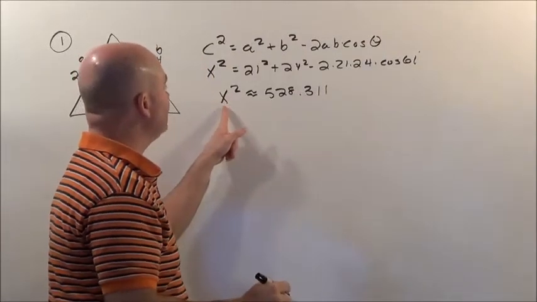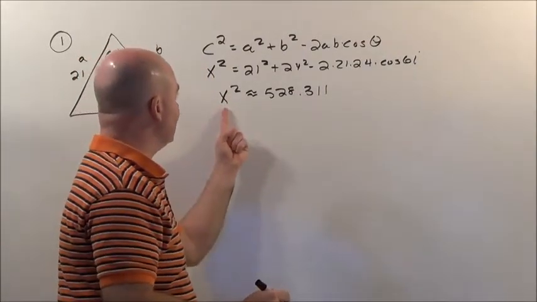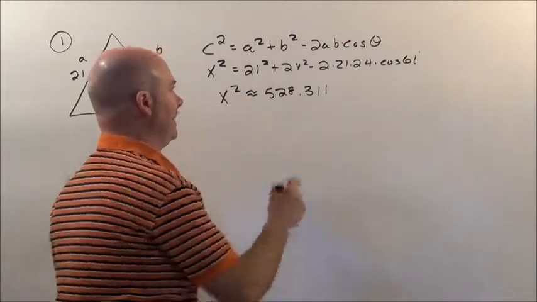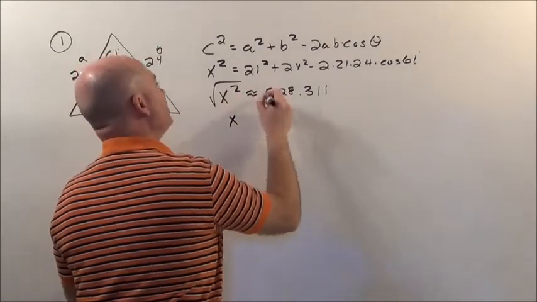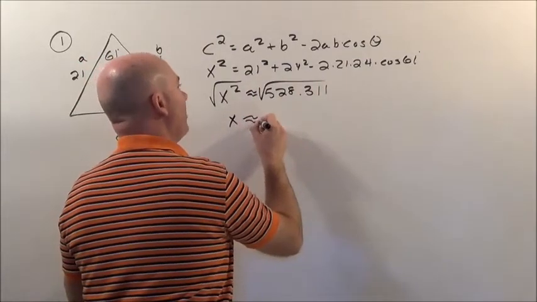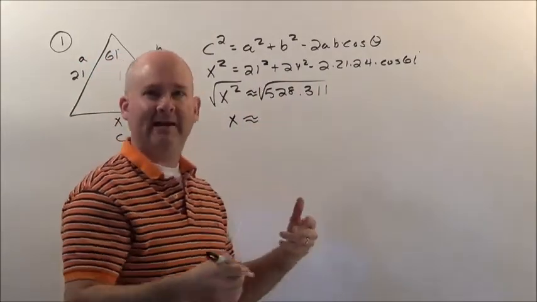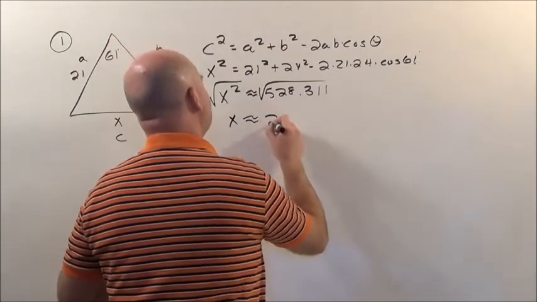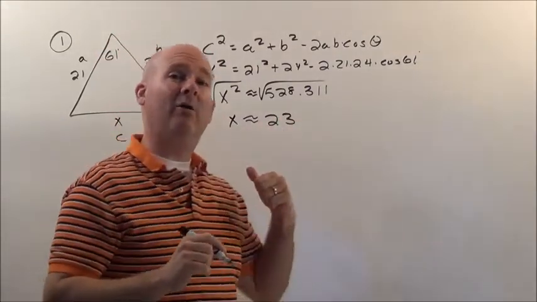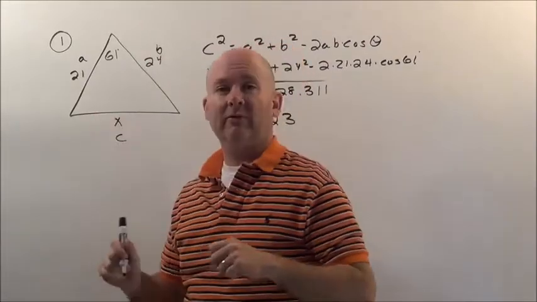Now, to get x by itself, because it says that length squared gives me that, just like in the Pythagorean theorem, you have to take the square root of both sides. Here you're going to get approximately 22.985 and so on. So basically we're just going to say that's about 23 centimeters, or whatever units of length we're dealing with here.